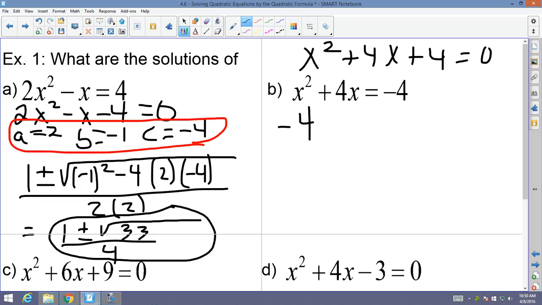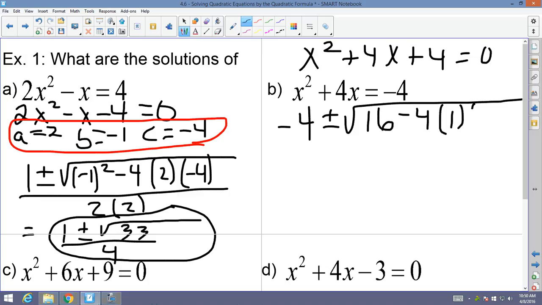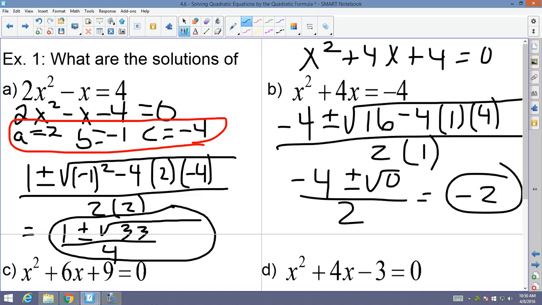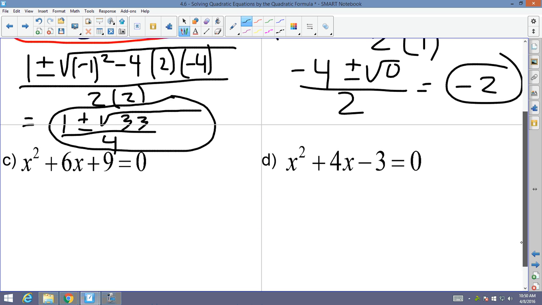So negative b plus or minus the square root of b squared, which is 16, minus 4 times a times c, over 2 times a. Well, this is negative 4 plus or minus the square root of 0 over 2. 16 minus 16 is 0. So then I have negative 4 over 2, which equals negative 2. And guess what? We already found that before as well. So I can use the quadratic formula for any function I want. Does that make sense, boys?